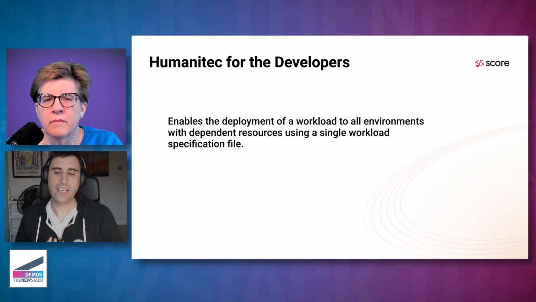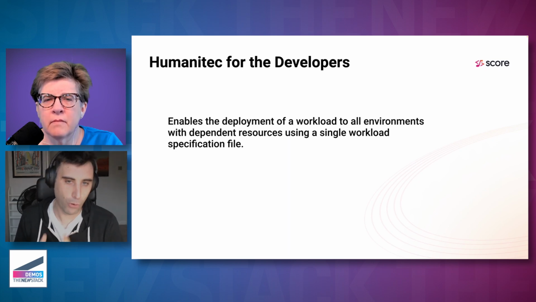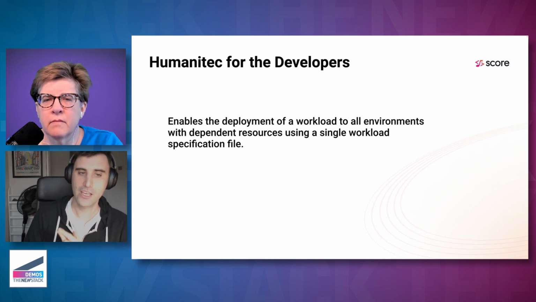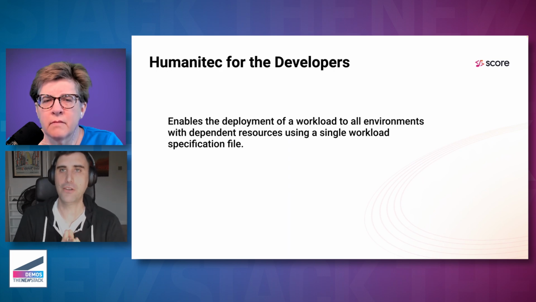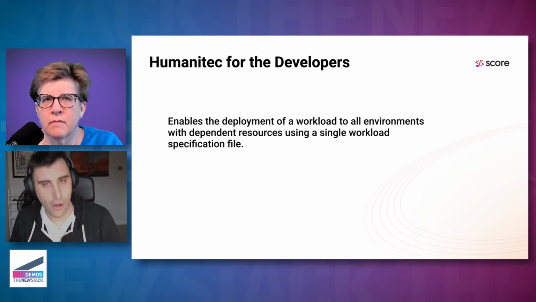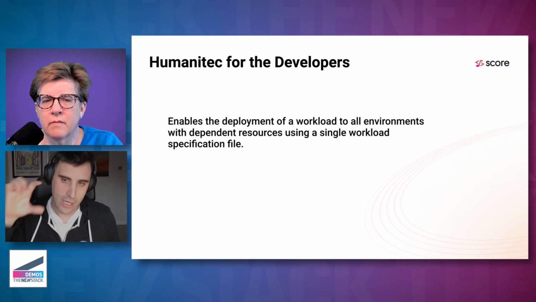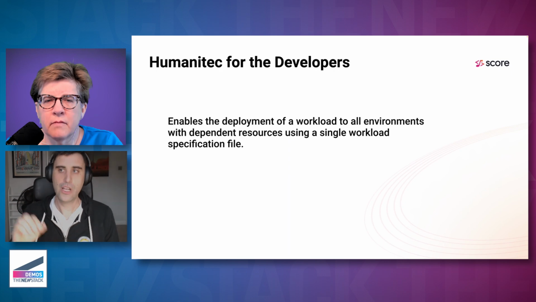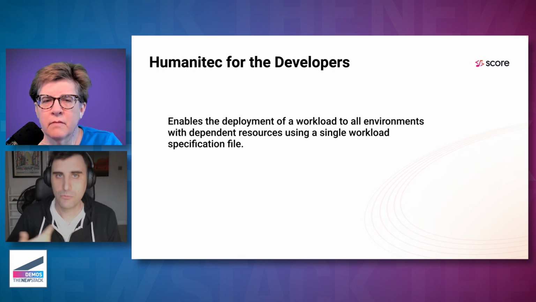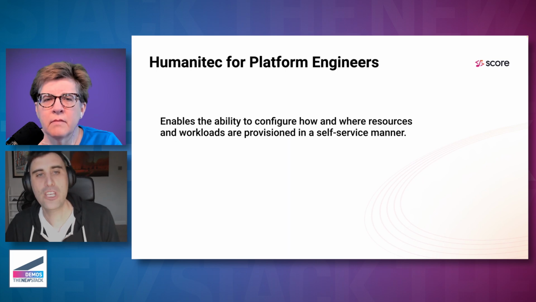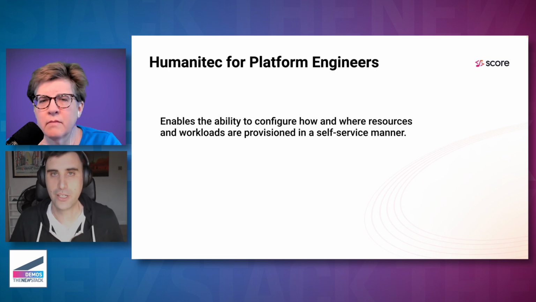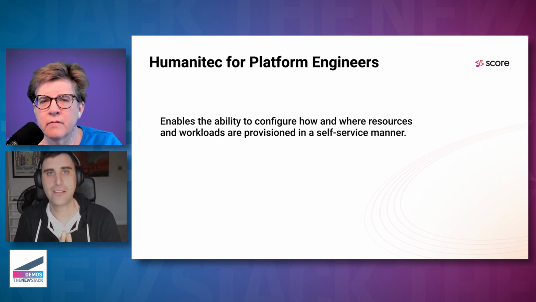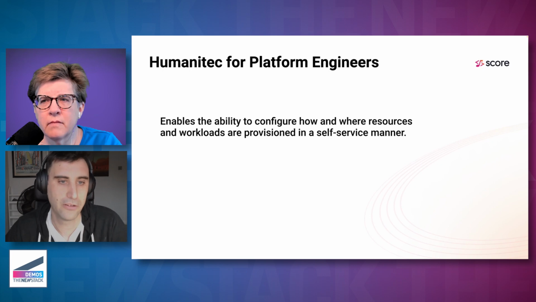So what is Humanitec? For developers, Humanitec enables the deployment of a workload to all environments with dependent resources using a single workload specification file. That is important versus having to do Terraform, ClickOps, Kubernetes manifest files. You just create a simple workload specification with SCORE outlining what you need, and then Humanitec generates everything for you. And for platform engineers, Humanitec means the ability to configure how and where resources and workloads are provisioned in a self-service manner, again keeping with compliance and keeping things consistent across environments, different clouds, or on-prem as well.